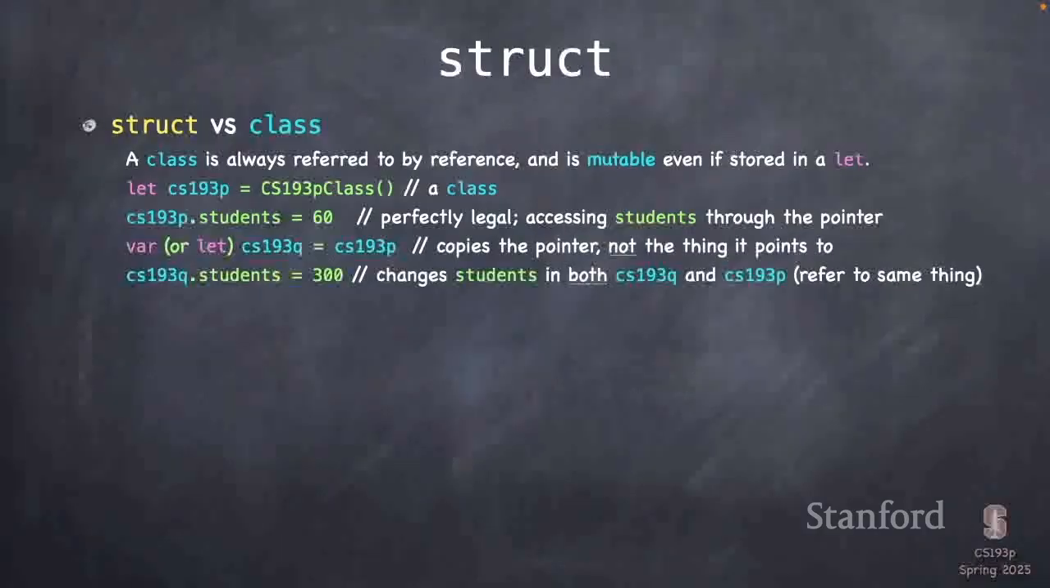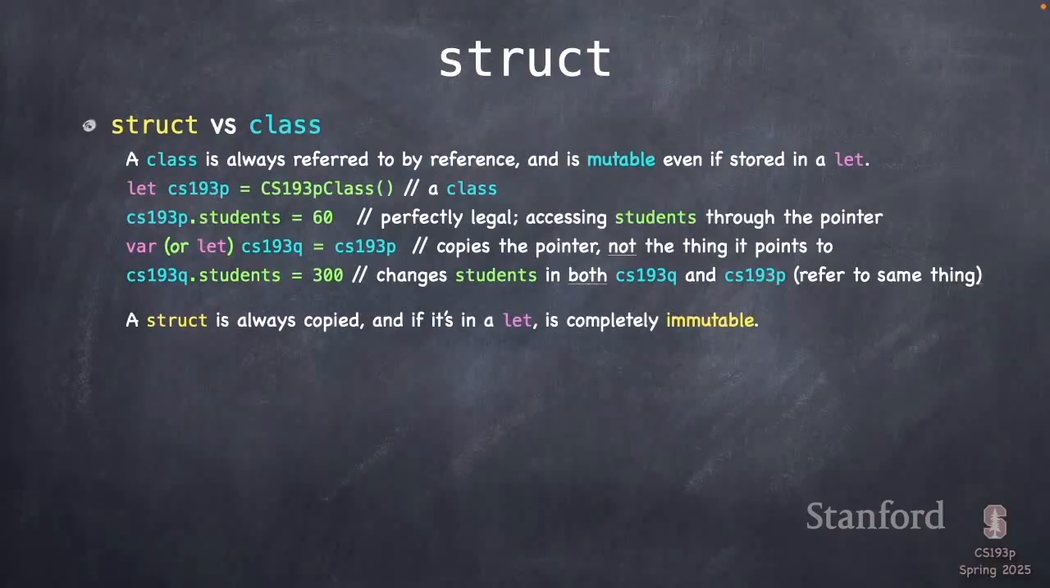And then what if I say let cs193q equals cs193p, and then I say cs193q.students is 300. If I do this, then cs193p's students are also 300, because cs193p and cs193q are the same thing. They're a pointer to the same thing in the heap. That's the way reference works. And this is the way code you're used to writing would work. But let's see the same thing with structs. Structs are always copied, and if it's a let, it's immutable.